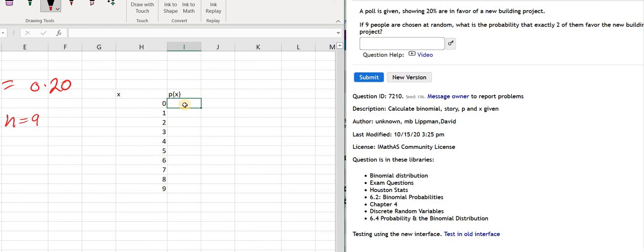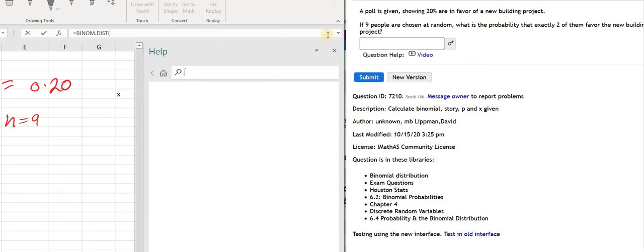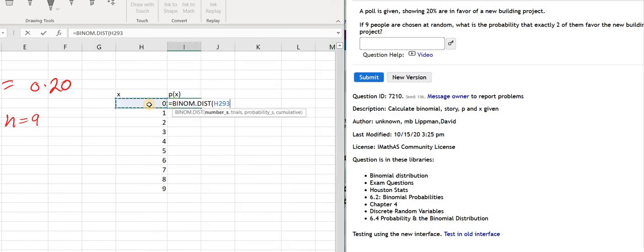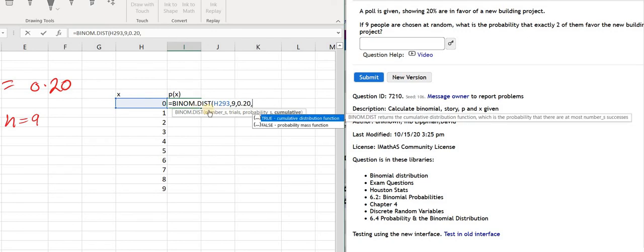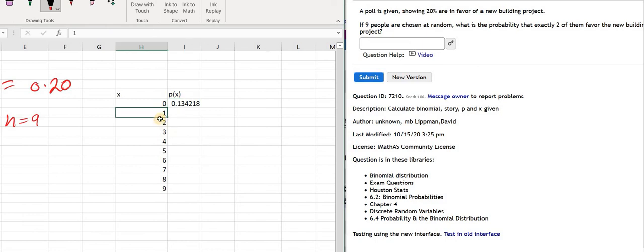So what is the probability of 0 people in favor of the new building project? We're going to use the binomial distribution. Click on the 0, comma, the number of trials is 9, which is the sample size. The probability is the probability of success, which is 0.20, comma, I'm going to use false or 0 because I don't want to accumulate any of these. I just want to compute the individual probability for each of these possible x's.